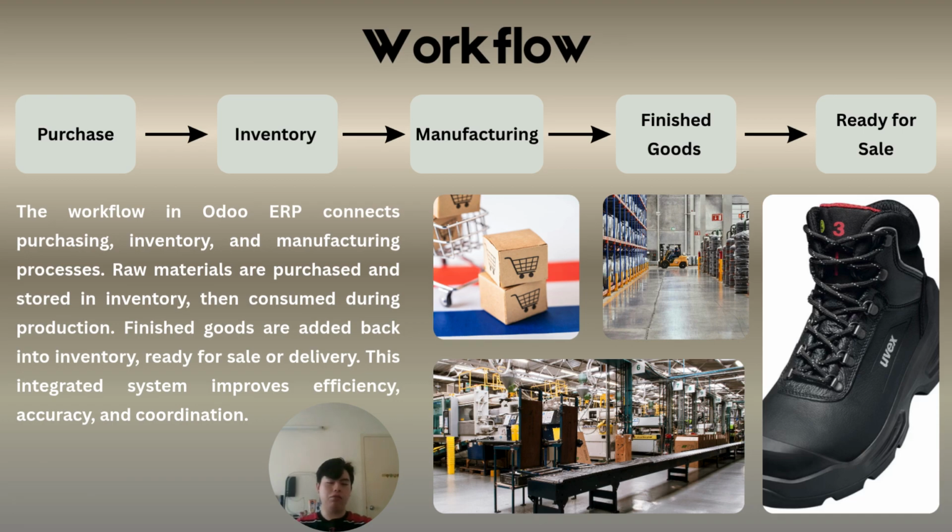are interconnected within a centralized system. The process begins with purchasing raw materials, followed by storing them in inventory and then consuming them during production. After manufacturing is completed, finished goods are added to inventory and made ready for sale or delivery. This integrated workflow enhances coordination between departments, reduces errors, and ensures accurate tracking of stock movement, enabling the company to manage its operations more efficiently and effectively.